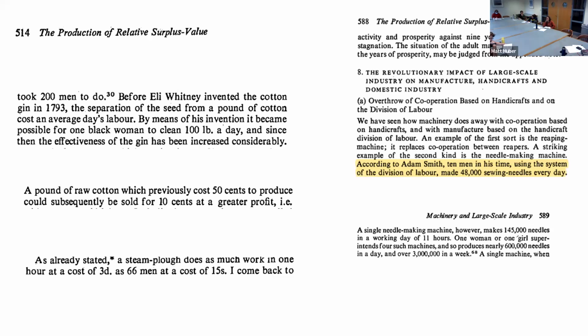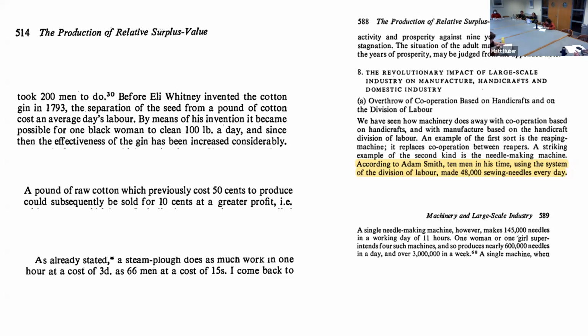And this is actually way deeper in the chapter, where he talks about how the system of division of labor in manufacture was productive, but machinery just blows it out of the water, right? According to Adam Smith, 10 men in his time using the system of division of labor made 48,000 sewing needles every day. And this is what Adam Smith celebrated as this incredible efficiency, right? But a single needle-making machine makes 145,000 needles in a working day of 11 hours. One woman or girl superintends 4 machines and so produces 600,000 needles in a day, or 3 million a week. So again, all these examples show just how much more they can produce in the same amount of time.